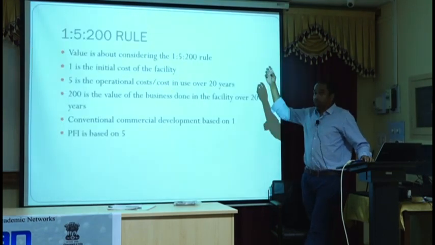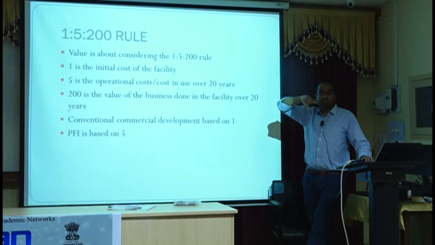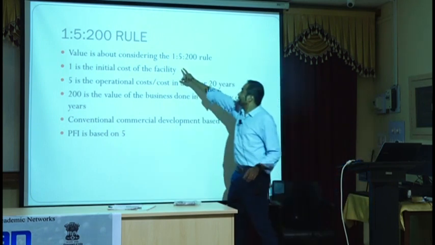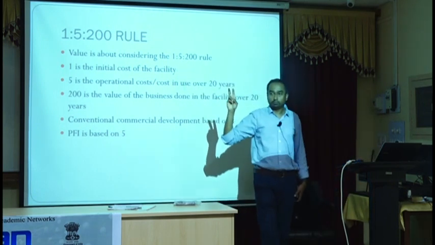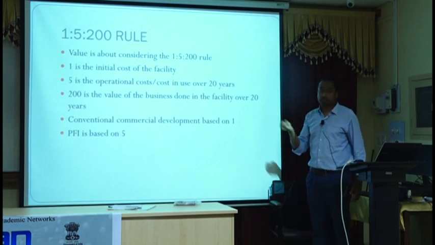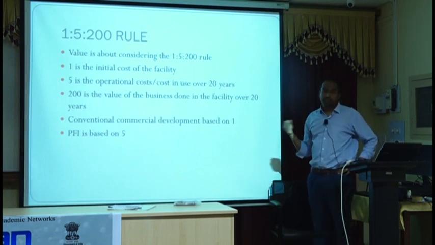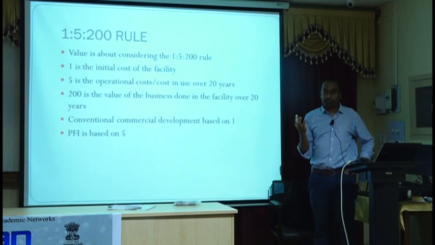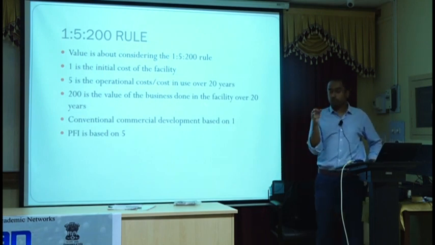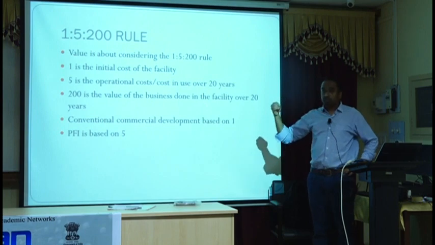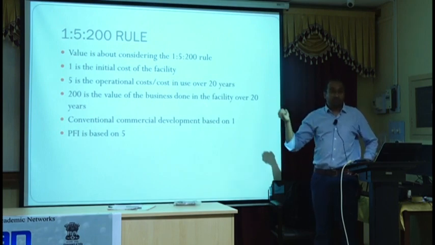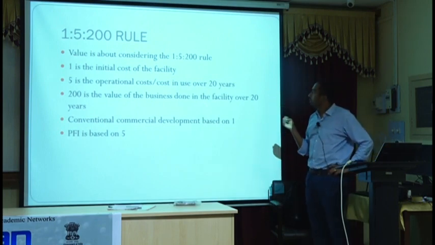So the life cycle costing, at the beginning of it, people were starting to say it's the 1-5-200 rule. 1 is the construction cost, initial cost. 5 is the operational cost. And 200 is the value of it. So if you look at a shopping mall, 1 might be the construction cost, might be 5 million or 10 million or crores even.